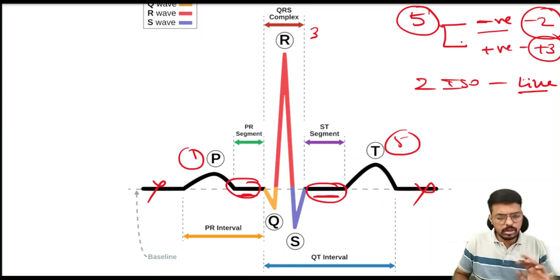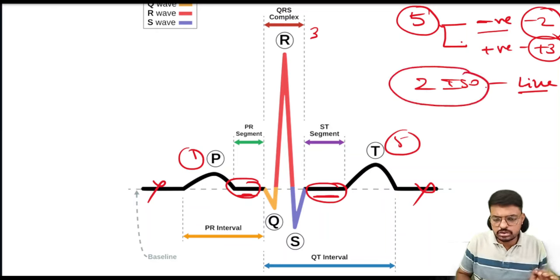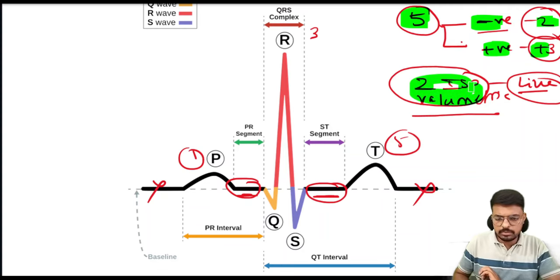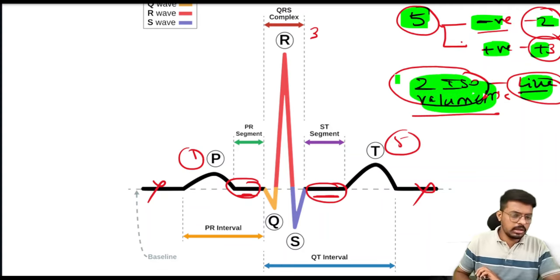There is no elevation and no depression, meaning it is connected to the baseline. So these lines are connected to the baseline, with no elevation and no depression. That is called the isoelectric line. Very, very important, right? So the total number of waves is 5, negative 2, positive 3, and isoelectric lines 2. Important.